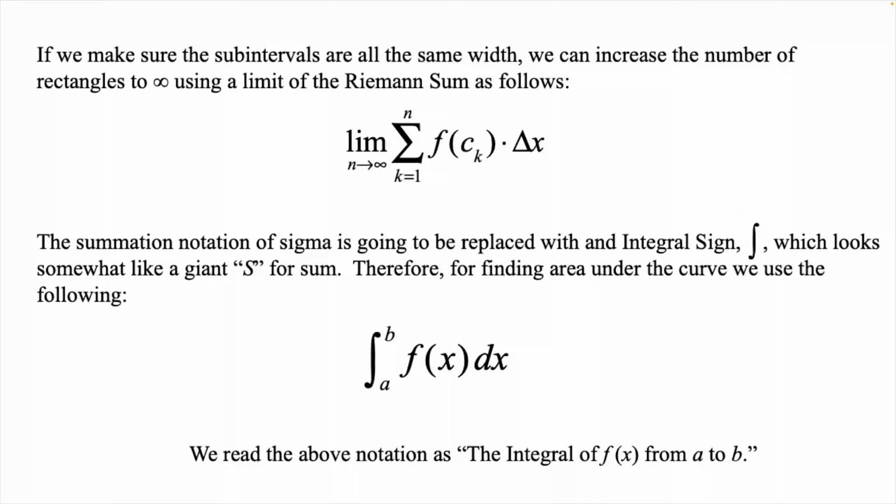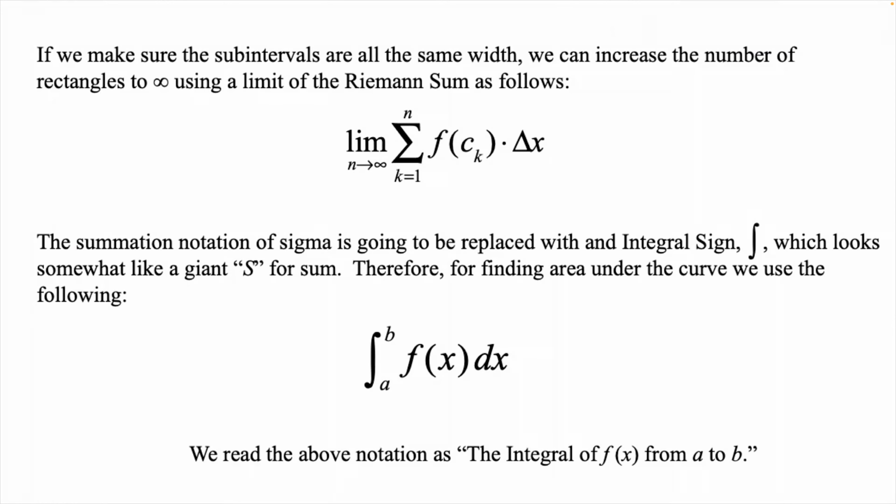Okay? So we have the limit. So if we make sure the subintervals are all the same width, right? So think of the rectangles. Remember the rectangles? Some of the questions had equal subintervals, so they all had to be the same width. So picture that in your head. Okay? As we increase the number of rectangles to infinity, so that's where the limit comes in.